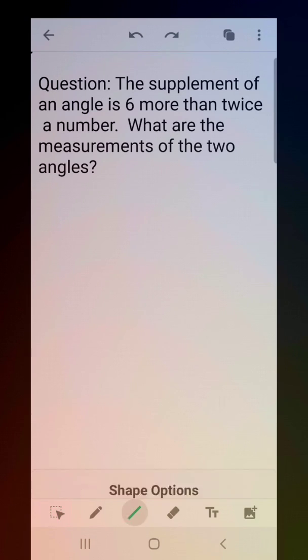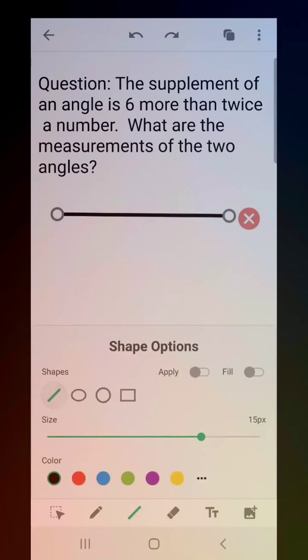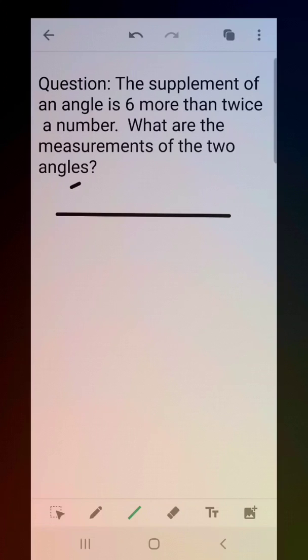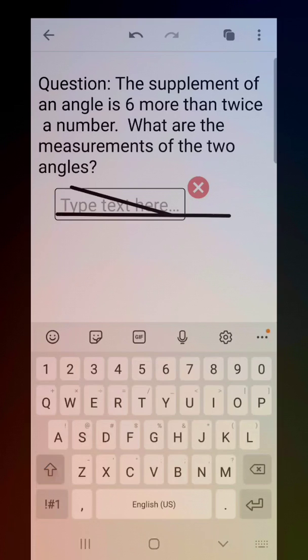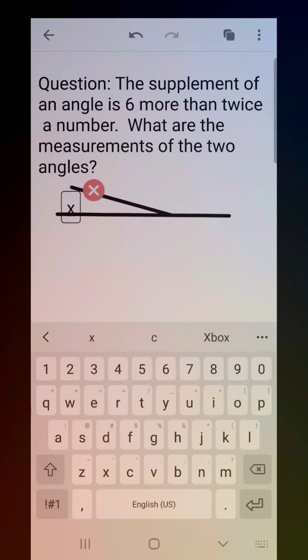So I'm going to start by drawing a straight line to represent my 180 degrees. But I'm working with two angles, so I have to make sure that in my picture here, I represent two angles. On one side, our angle is unknown, so we're going to call my angle here x. Okay, that's that side there.